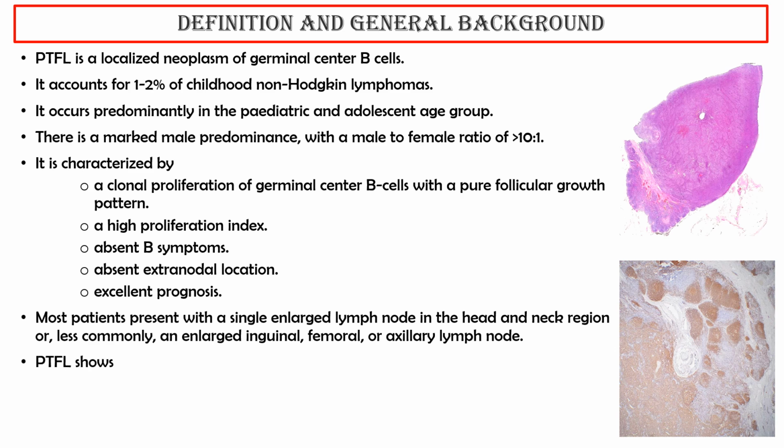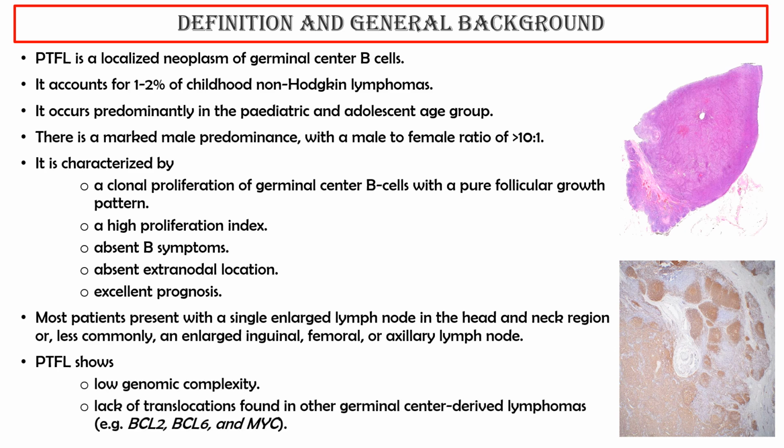Pediatric type follicular lymphoma shows low genomic complexity, lack of translocations found in other germinal center-derived lymphomas such as BCL2, BCL6, and MYC.